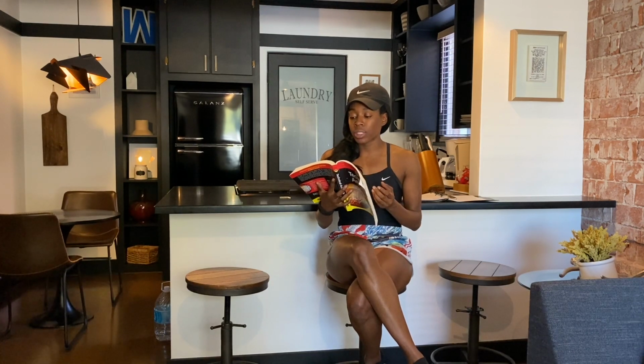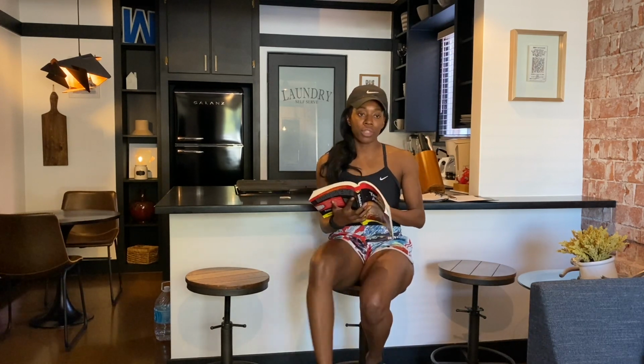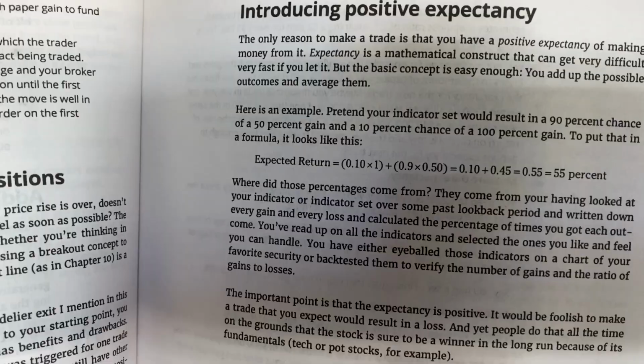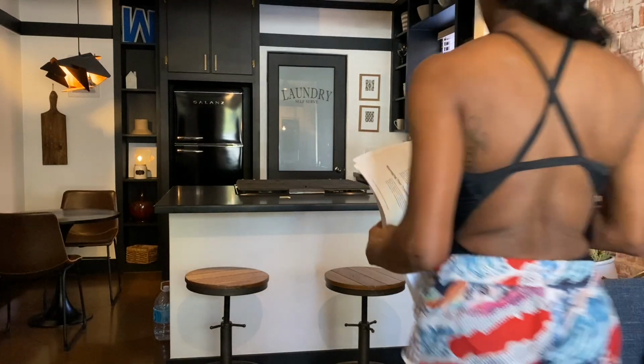To put that in a formula, looks like this: expected return. I'm just going to show you. I'm not going to read out this mathematical equation. Boom. And we're right back at it.